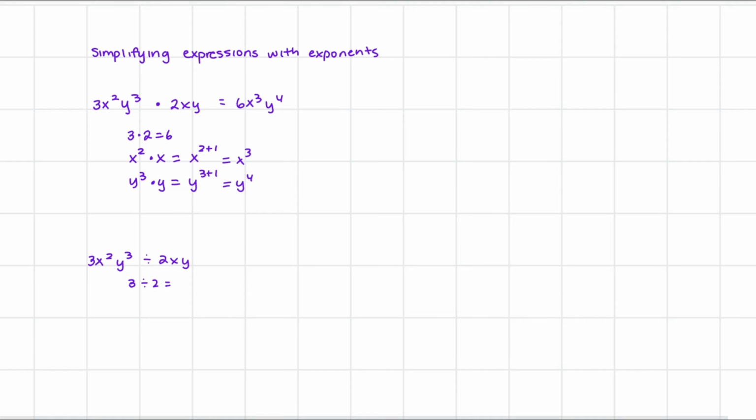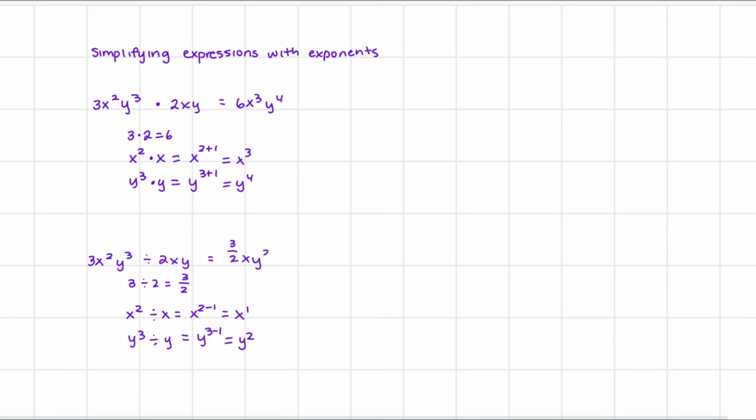3 divided by 2 is 3 over 2. X squared divided by x, remember we're subtracting the exponents now. So it's x to the power of 2 minus 1, which is x to the power of 1. And y cubed divided by y is y to the power of 3 minus 1, which is y squared. Now once we combine this, it's 3 over 2 times x times y squared.